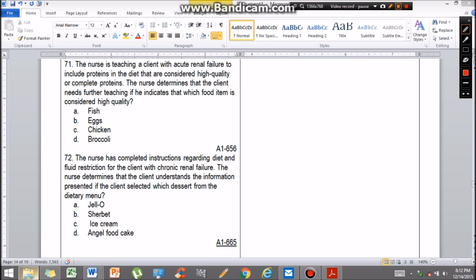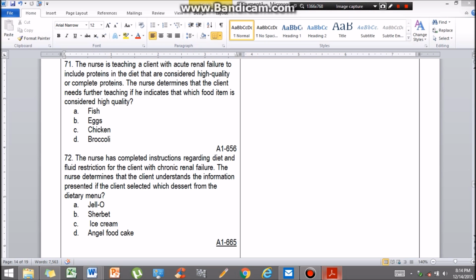Next, 71. Nurses teach a client with acute renal failure to include protein in the diet that are considered high quality or complete proteins. The nurse determines that the client needs further teaching if he indicates that which food item is considered high quality.